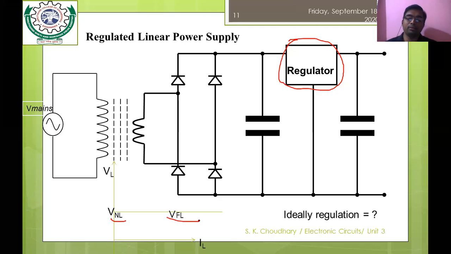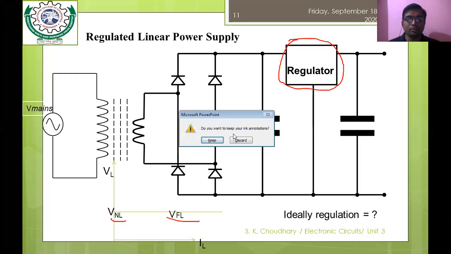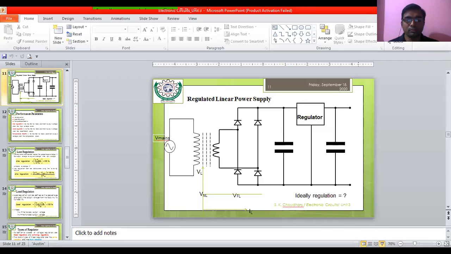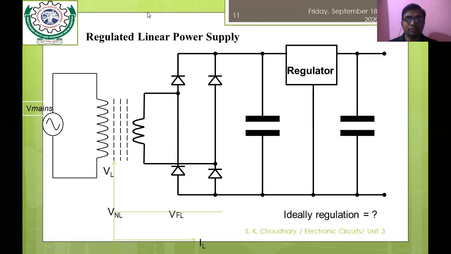So what does it show? What is the percentage regulation now? It is the ideal condition. So at the ideal condition, what is the ideal regulation? I have put a question mark above. Can anyone tell me? Ideally, what is the regulation for a regulated linear power supply? Anyone from your class? We have seen the formula of percentage regulation. Now I think you can answer my question. So what is the value of this?